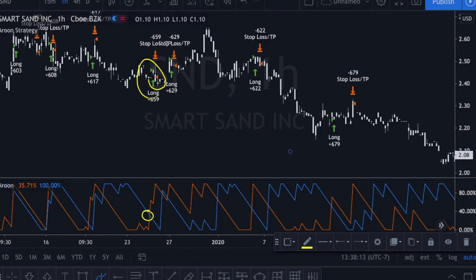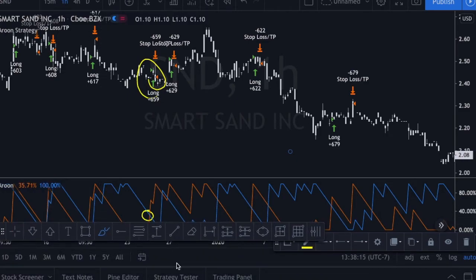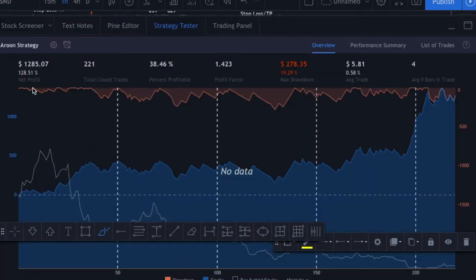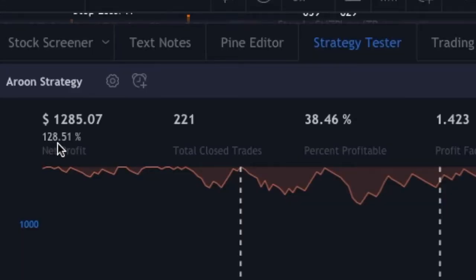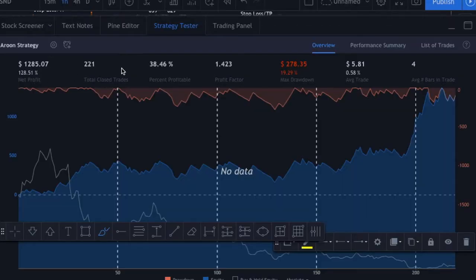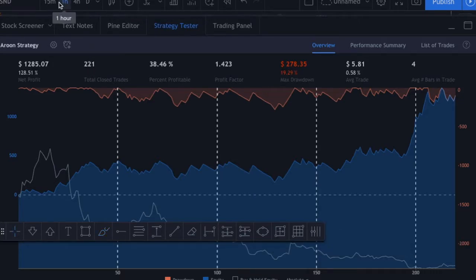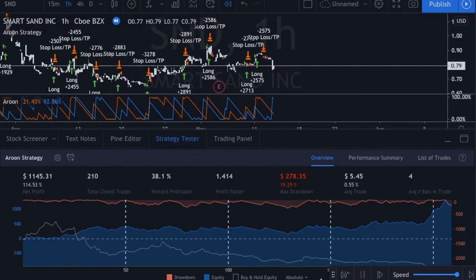Let's take a look at exactly how this strategy performed. We come down here to strategy tester, and we see that we had a net profit of 128.51% over a period of 221 closed trades. When you're backtesting the 1 hour chart on TradingView, it goes back a total of 4 years. So that means that over the last 4 years, you would be up 128.51%.